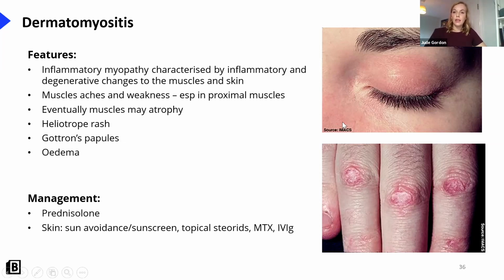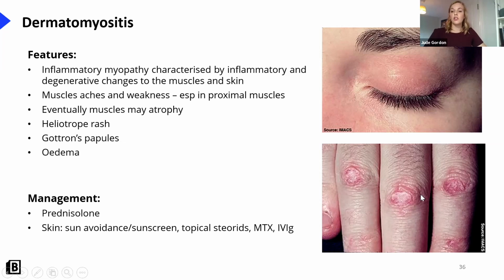The two key things to remember, and the names are important to remember as well for MCQ type questions that come with this condition. So the heliotrope rash is the main one, and they describe it as a violaceous discoloration, so a sort of reddy, purpley, bluey, depending on where you read about it, discoloration to the eyelid, which can also extend, as I said, across the cheeks and the bridge of the nose.